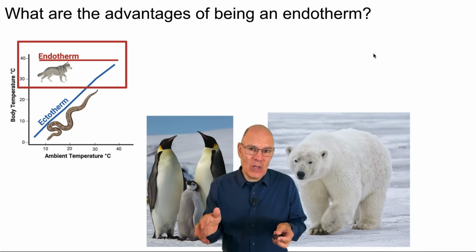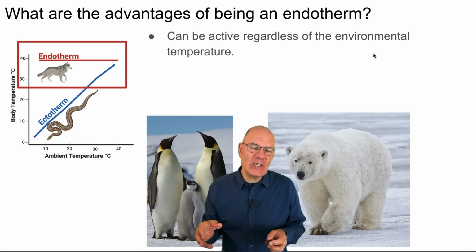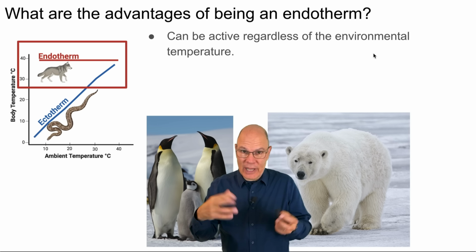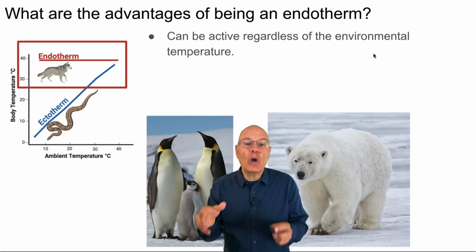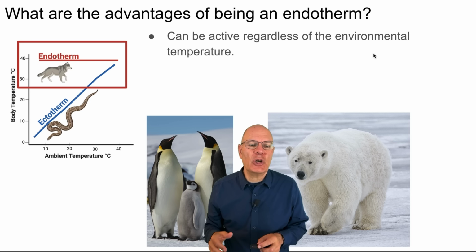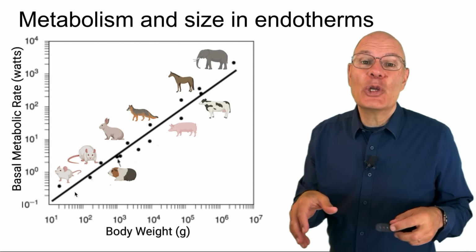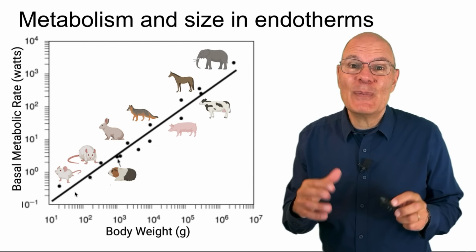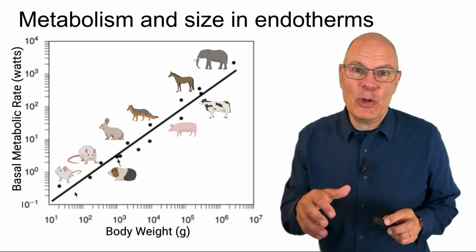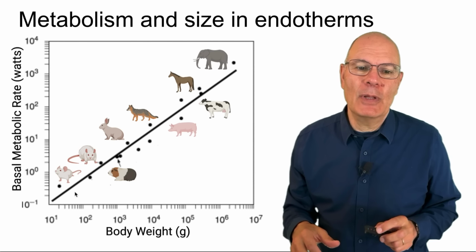But there's also some advantages, and that advantage is that endotherms, like mammals, can be active regardless of the environmental temperature, and that explains why the predominant animals in the coldest environments are endotherms. Now let's look at the relationship between metabolism and size in endotherms, focusing on mammals.